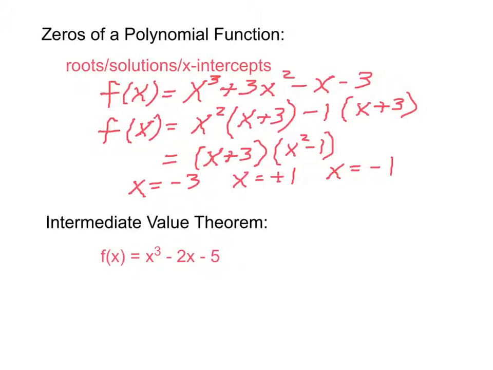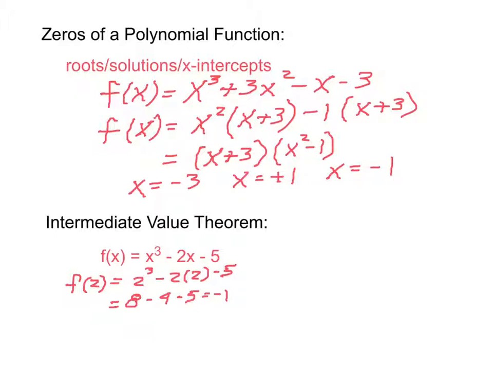So let's say I've got an example here of f of x is equal to x cubed minus 2x minus 5. And I want to know whether or not this has a real zero between 2 and 3. So basically what you're going to do is you're going to plug in x equals 2 and then x equals 3 and see what you get for an answer. And all we're concerned about is whether it's a positive or a negative. So the first thing I'm going to do is calculate what the function is at x equals 2. And we've got 2 cubed minus 2 times 2 minus 5. And if I crank out the numbers here, I end up with 8 minus 4 minus 5. And that simply gives me minus 1.